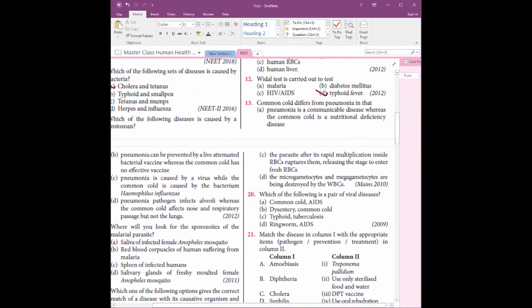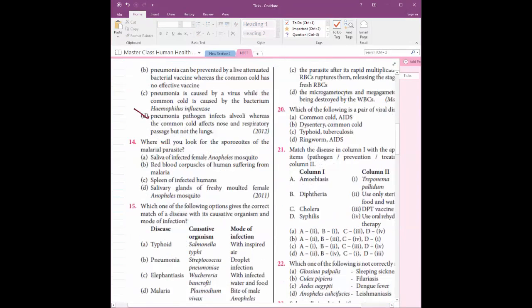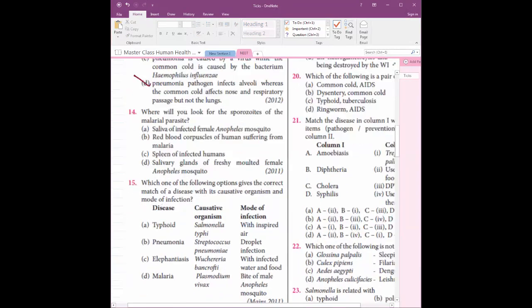Okay, so see, first options are over here and the rest three options are out over here. I want you to quickly read it and give me the right answer. Yes, so guys, almost everybody is giving me the right answer. Yes, it is D. Pneumonia pathogen infects the alveoli, whereas a common cold affects the nose and respiratory passages, but not the lungs.